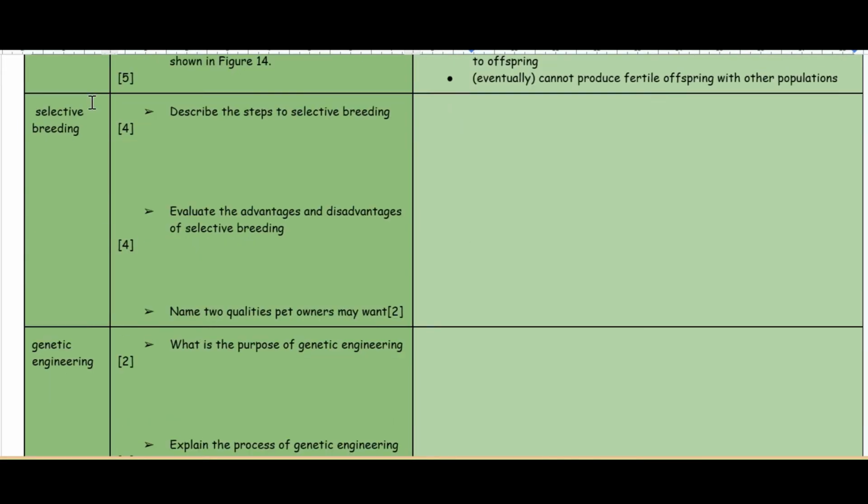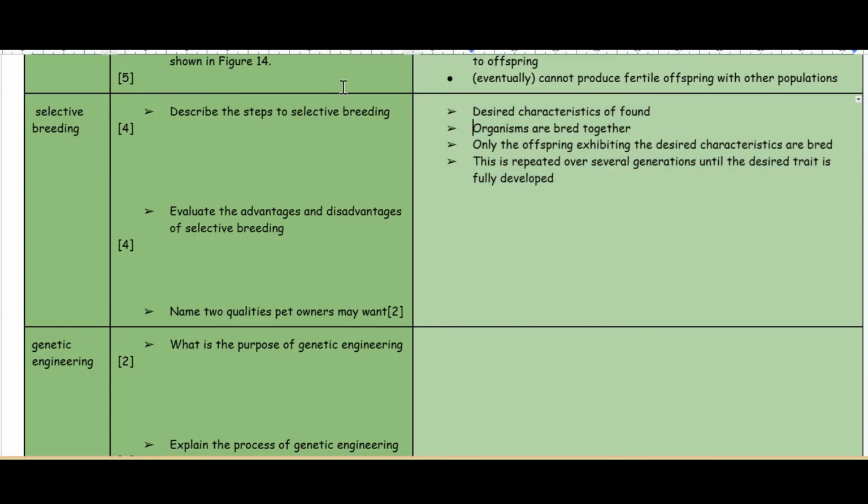The next subtopic, selective breeding. Describe the steps to selective breeding. So firstly, you've got the desired characteristic which is found. The organisms are then bred together, and only the offspring that exhibit the desired characteristics are then bred again. This is repeated and repeated over several generations until the desired trait is fully developed.